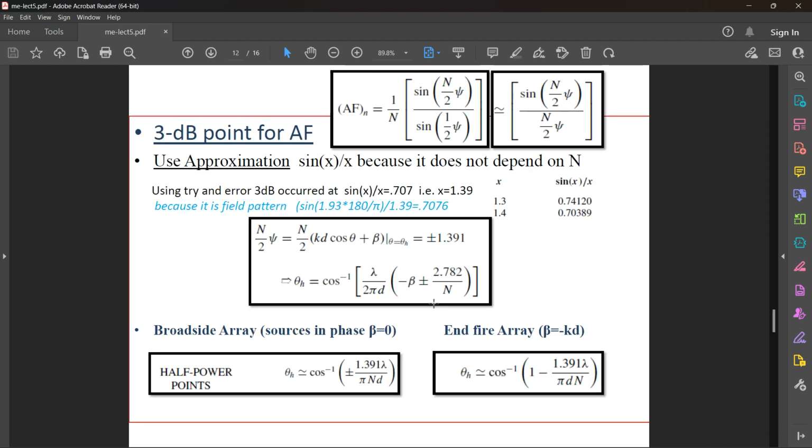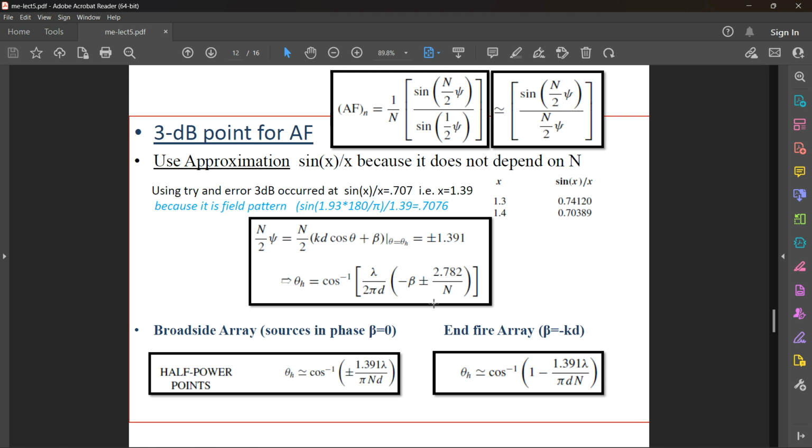And for the 3 dB point, it should be sin x by x equal to 0.707, where x is equal to 1.39. So the field pattern has been given as n psi by 2, which is n by 2 into the psi value kd cos theta plus beta, for theta equal to theta h, is equal to 1.391, which is a constant value. So from this we can write theta h as cos inverse of lambda by 2 pi d into minus beta plus or minus 2.782 by n.